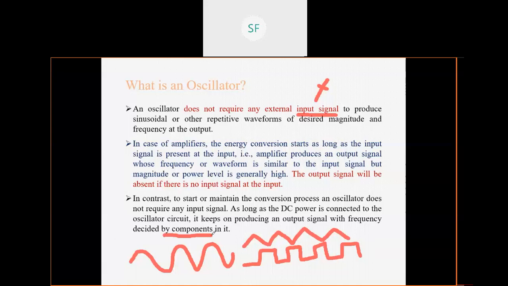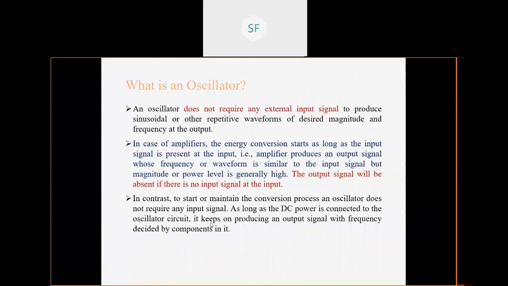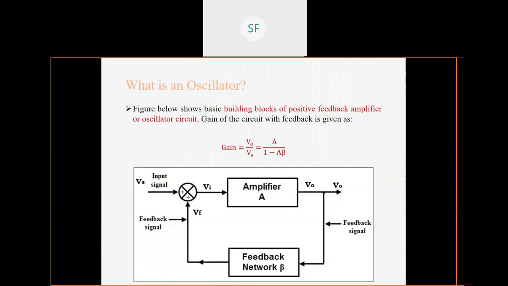What is the unit of frequency? Hertz. Right, hertz is the unit of frequency. All right. Now moving further, we are just understanding the concept of zero input signal. So from the discussion so far, we have understood that an oscillator is an electronic circuit which will give you oscillations at the output without any input signal, but it will require DC power.